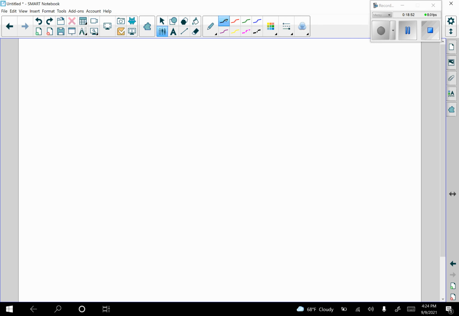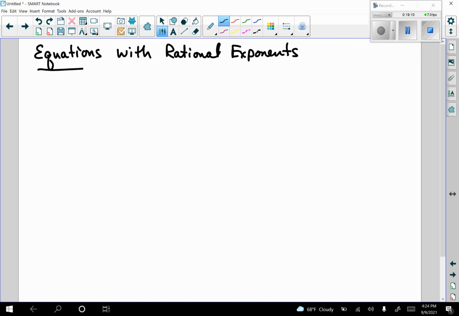All right, just 2 more types. Next, we're going to take a look at equations with rational exponents. And what this means is fractions. Our exponents are fractions. So rational exponents, let me just kind of go over a couple of these.